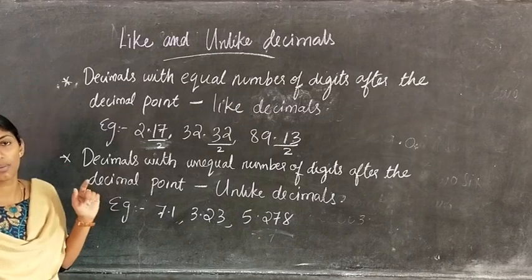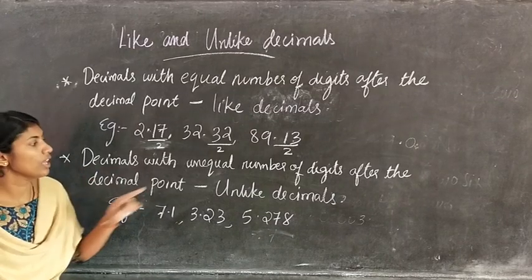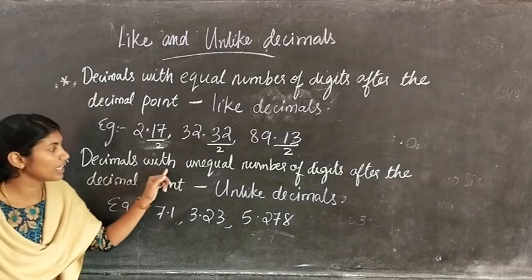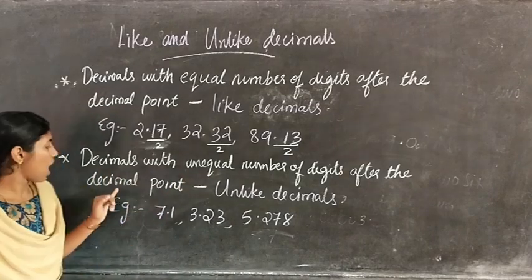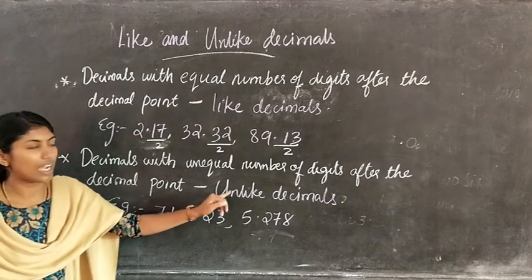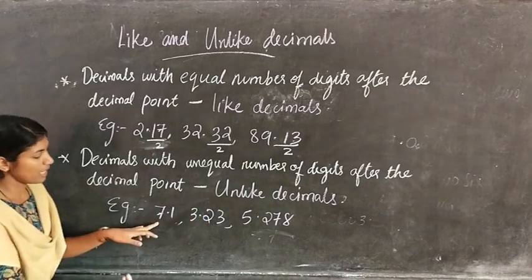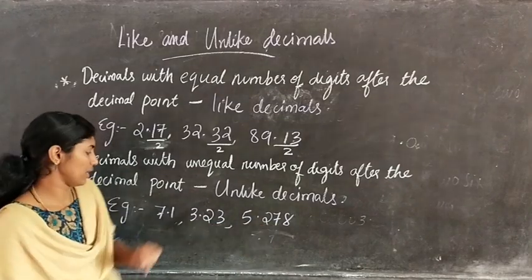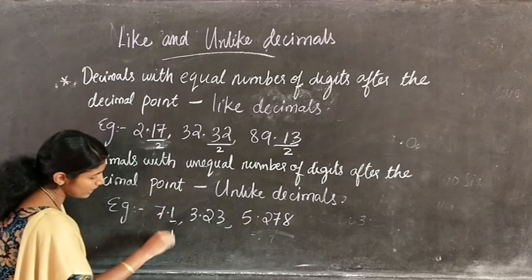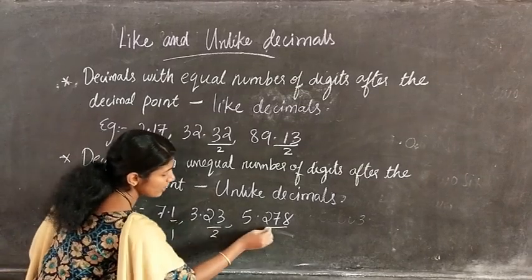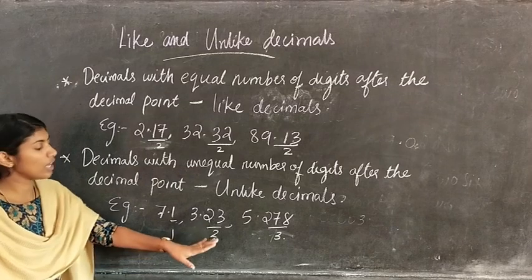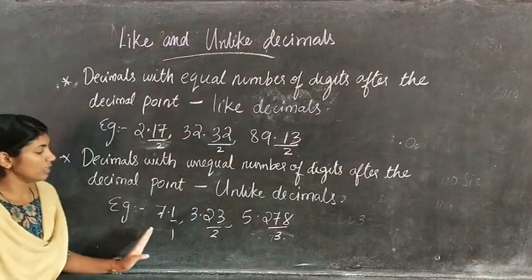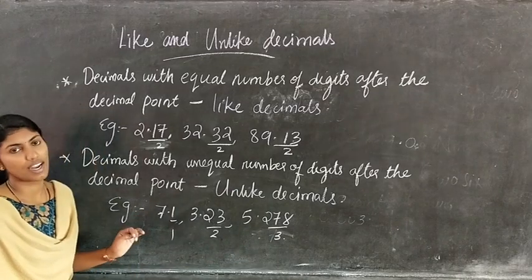Then unlike decimals means decimals with unequal number of digits after the decimal point. Examples are 7.1, 3.23, 5.278. Here we have only 1 digit. Here we have 2 digits. Here we have 3 digits. That means it is unequal number of digits after the decimal point. That means these decimals are unlike decimals.